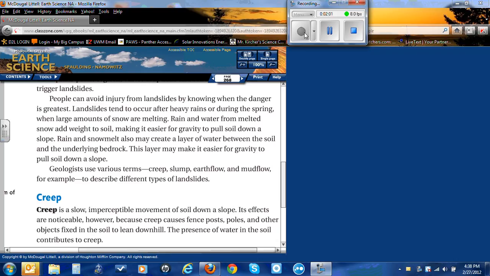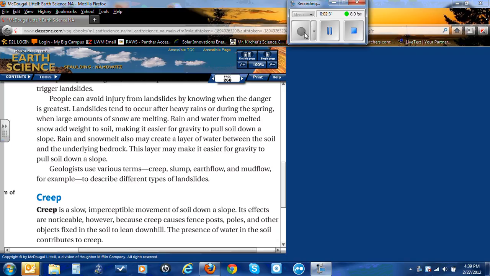Landslides tend to occur after heavy rains or during the spring, when large amounts of snow are melting. Rain and water from melted snow add weight to soil, making it easier for gravity to pull soil down a slope. Rain and snowmelt also may create a layer of water beneath the soil and the underlying bedrock. This layer may make it easier for gravity to pull soil down a slope.